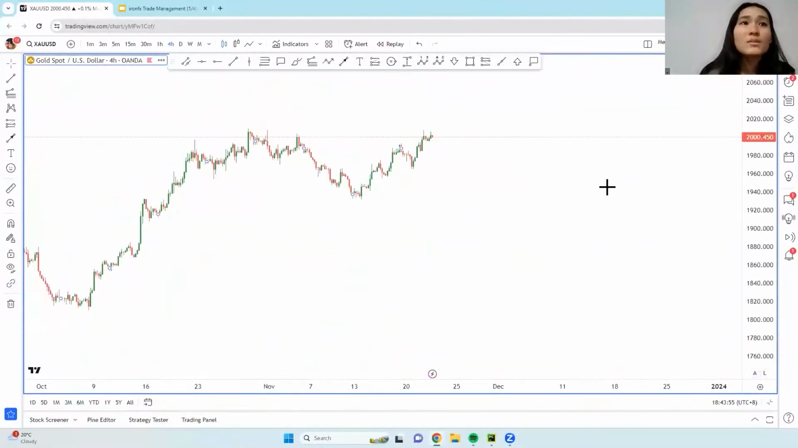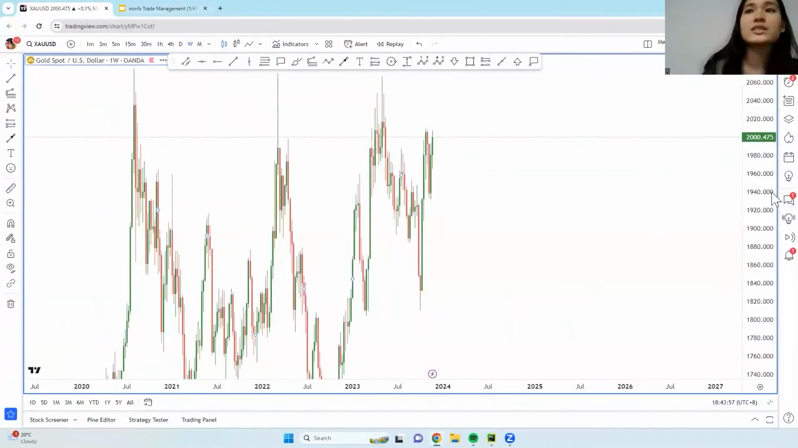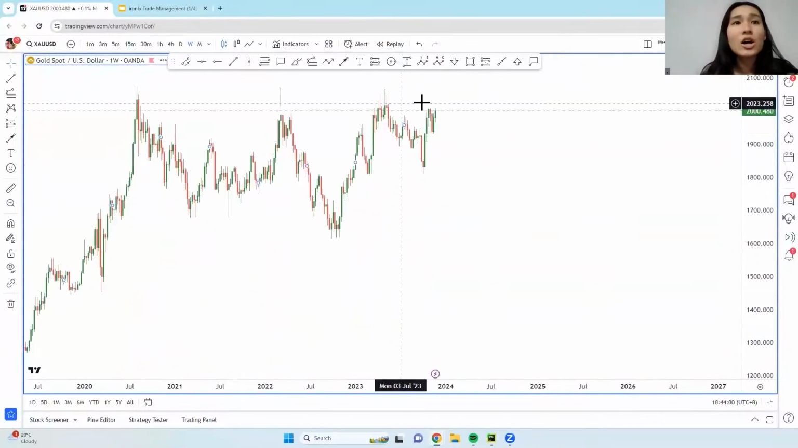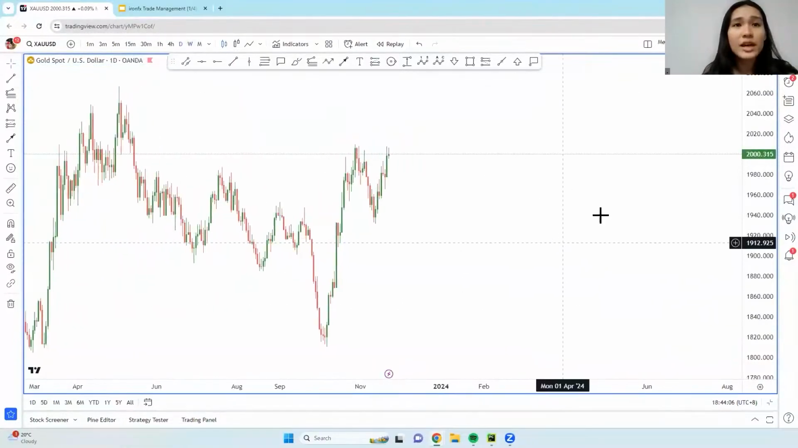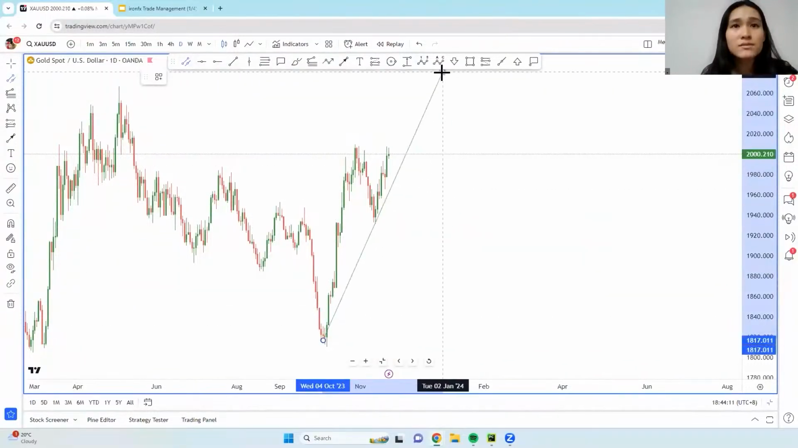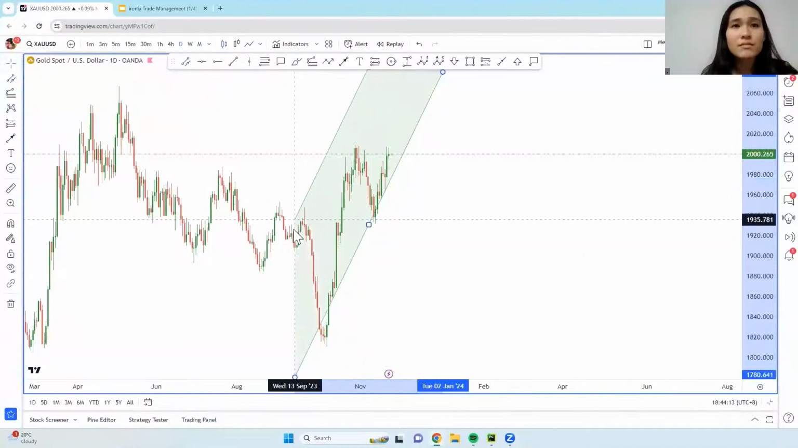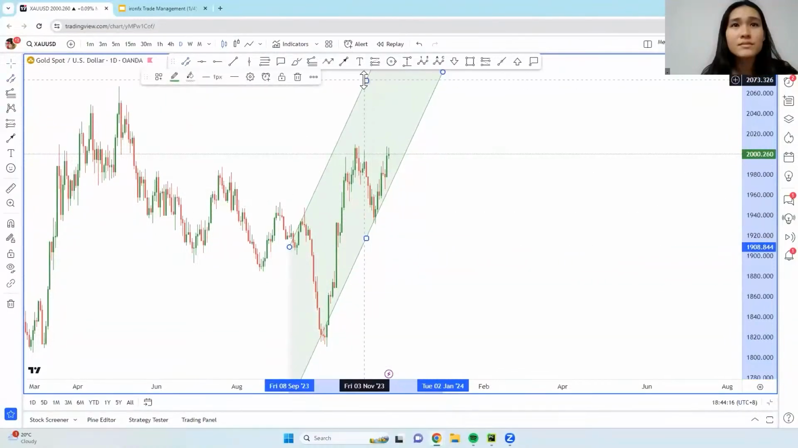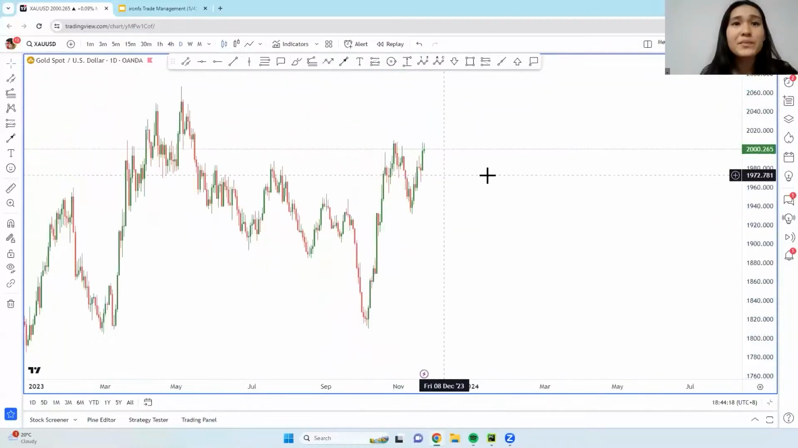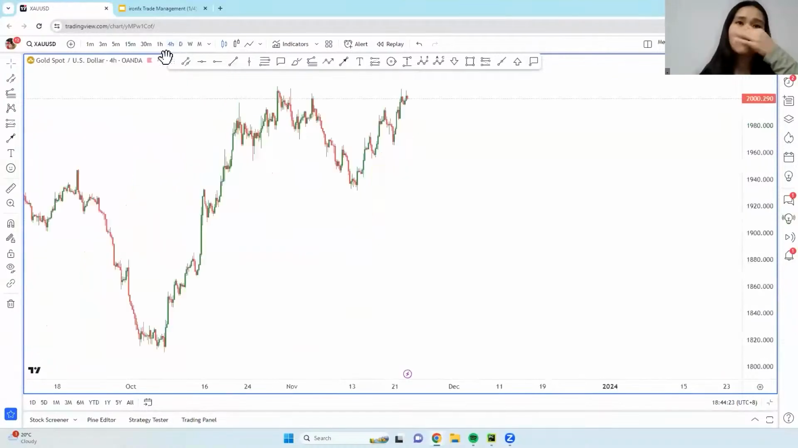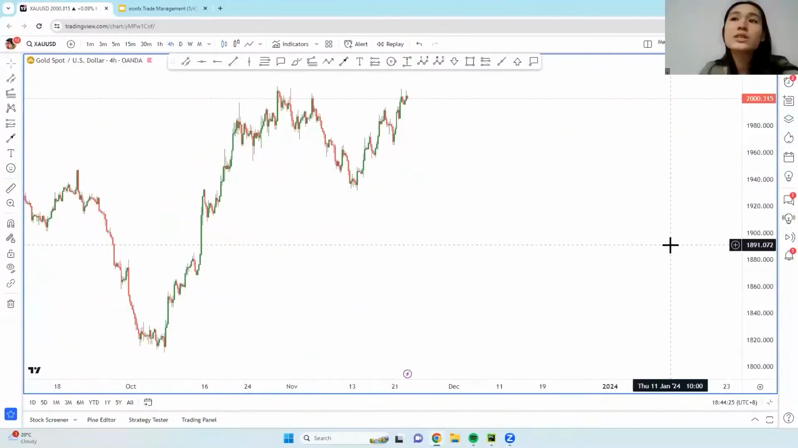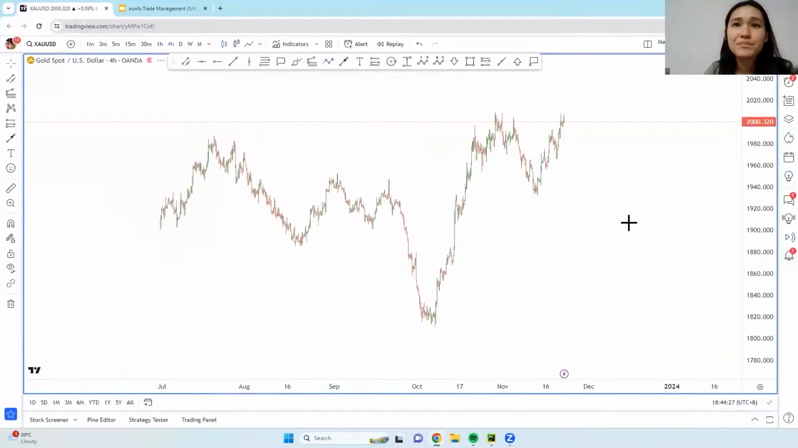Same thing, I'm going to start off by looking at our higher time frames first. And on our higher time frames, we kind of see an uptrend. On our daily time frame, we also see an uptrend. Let's see if we have a channel here. Probably not, but you can see it's a definite uptrend here. And on our 4 hour time frame, it's also pretty bullish.